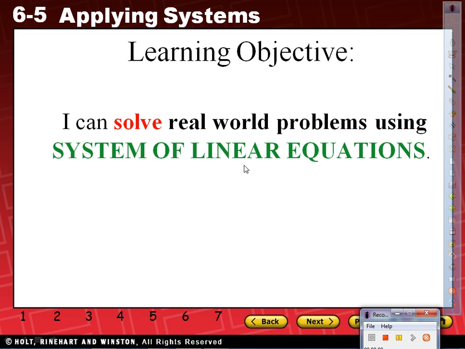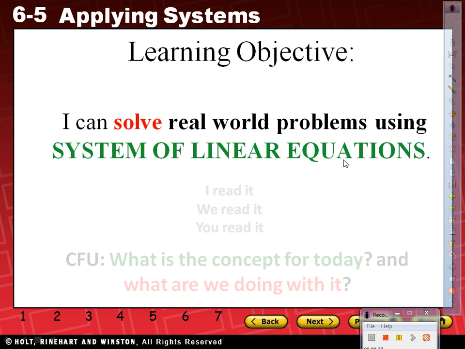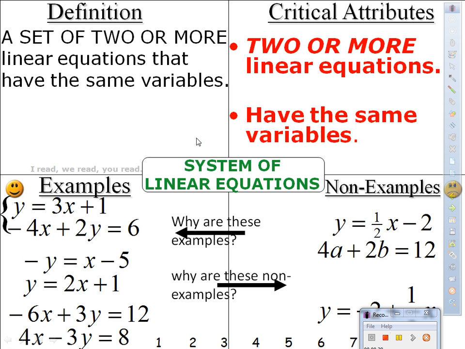Okay, so we already know what systems of linear equations are. That's why we don't need the Frayer model. We covered that last week, and we solved systems of linear equations three different ways. Remember, by graphing, by substitution, and the last one was elimination. And we knew that systems were a set of two or more linear equations with the same variables. I gave you examples and non-examples, and we said the most important thing is that there are two or more, and they have the same variables.